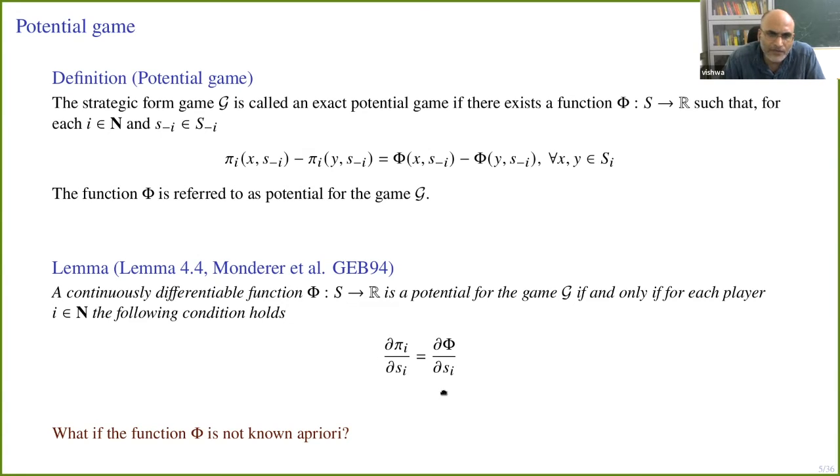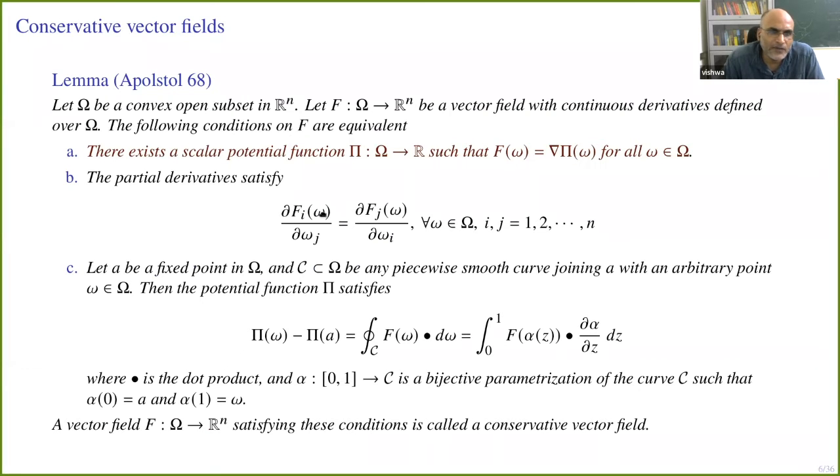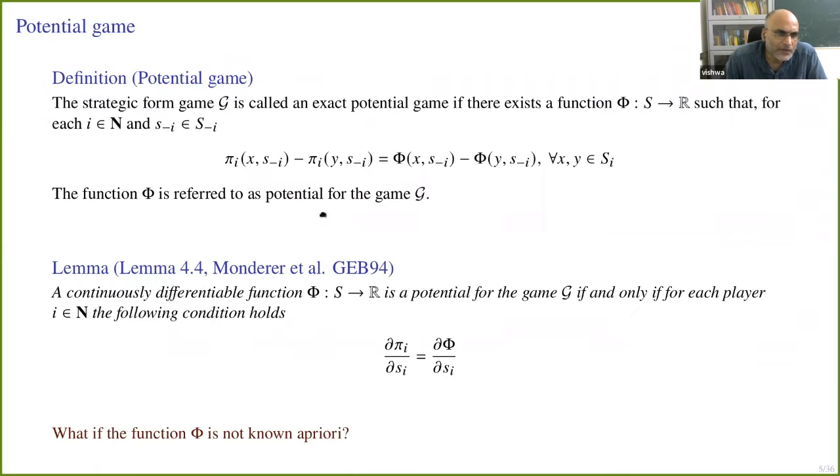But this is true only when this function is known a priori. Suppose I don't have this function, is there a way to characterize a static game as a potential game? For that, one has to look into multivariable calculus. So here we are looking at a slightly, so basically this object can be seen as a variation of a function in a certain direction.